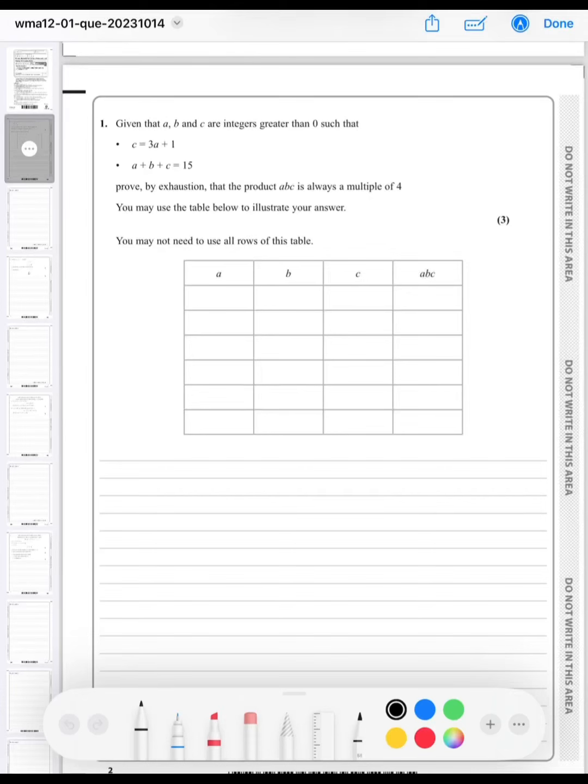Okay, Assalamu alaikum. So now this is the paper 2023 October, paper 2. So we are doing the first question.